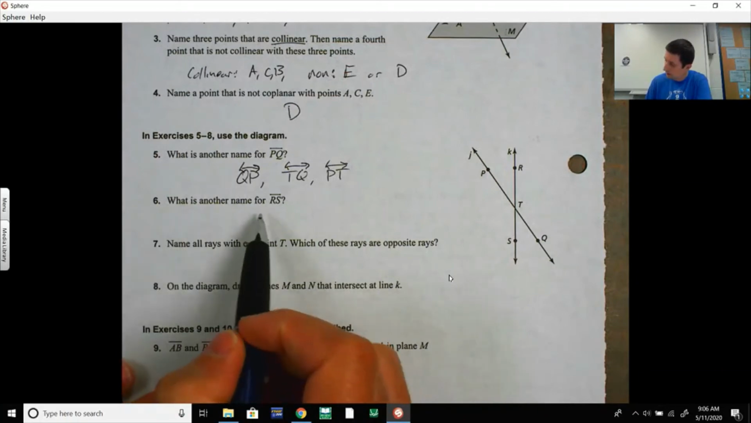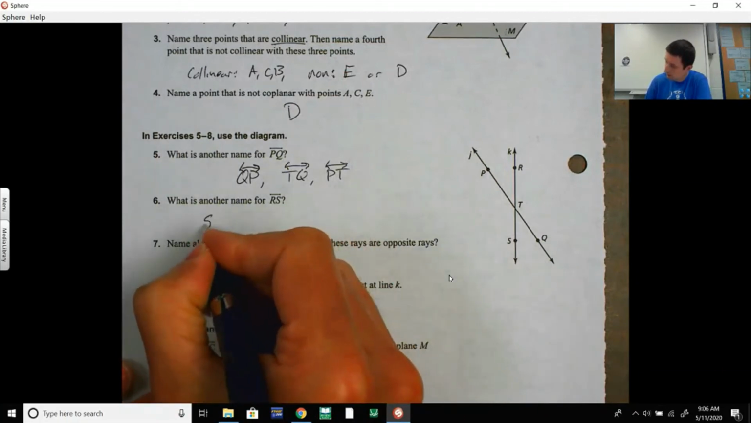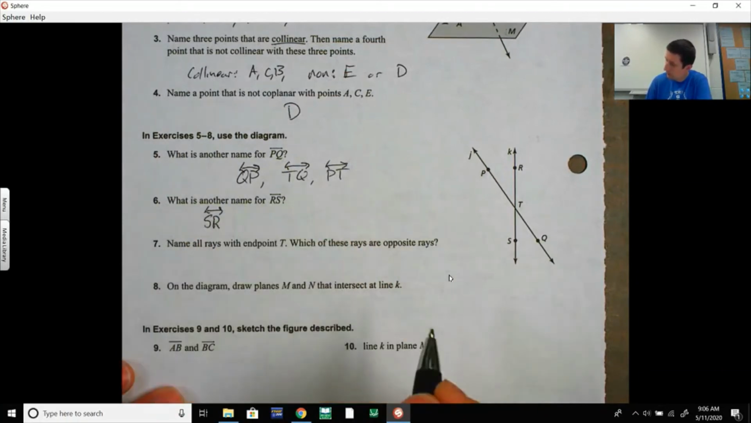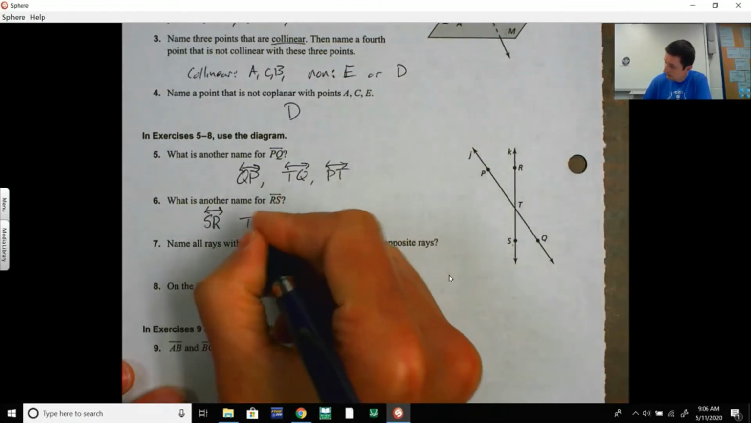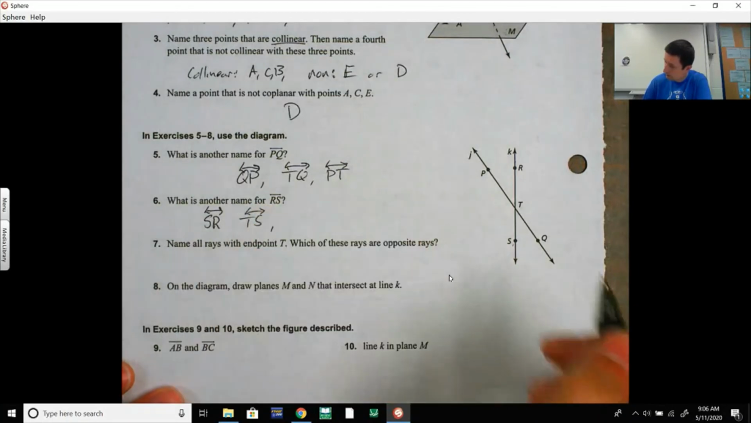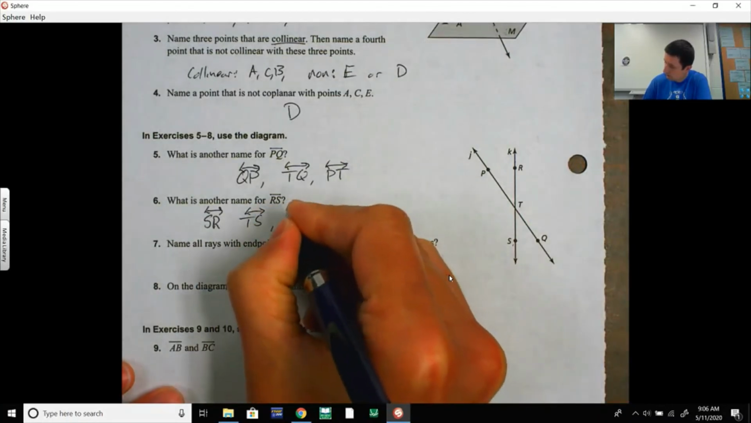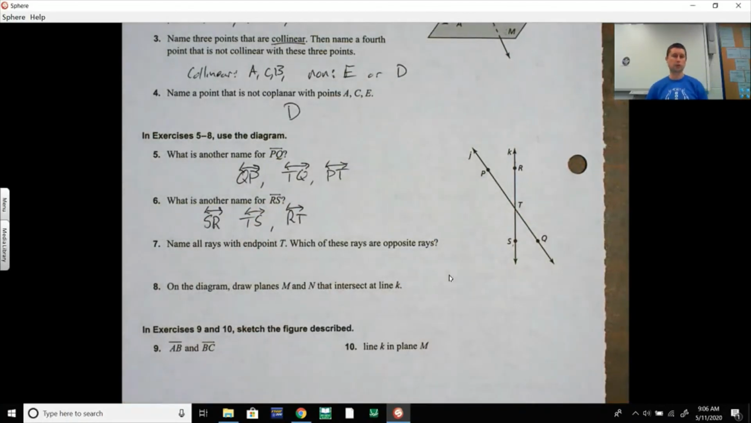What is another name for line RS? Well, easy. SR. Flip it around. Or TS, or ST, or RT. With lines, it doesn't matter the order in which you put the letters. Basically, just rays.